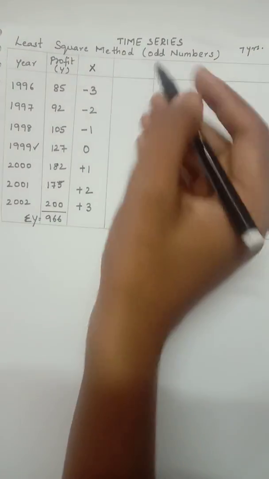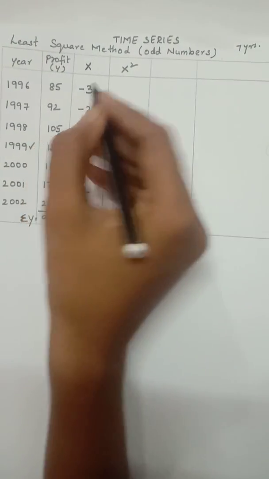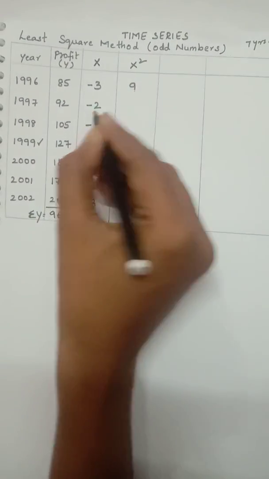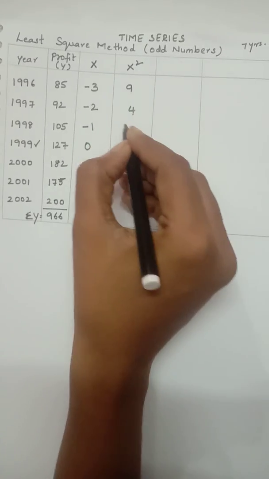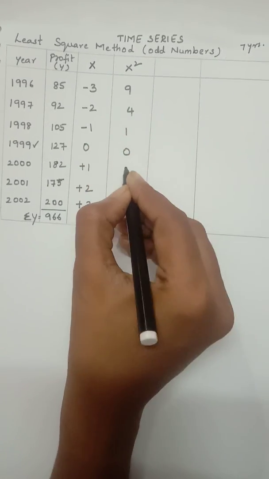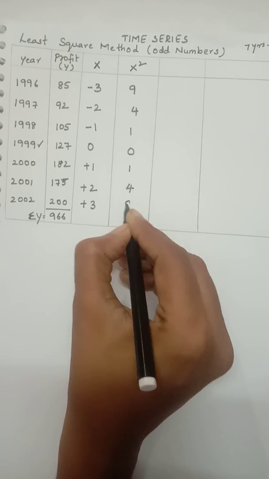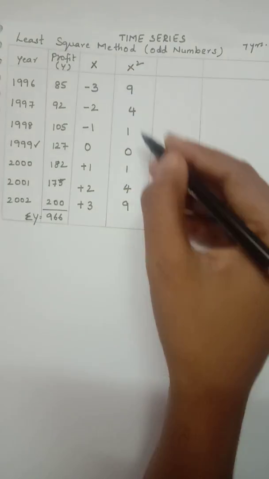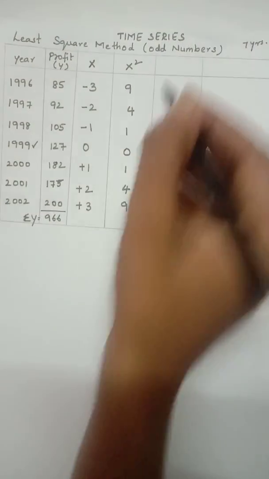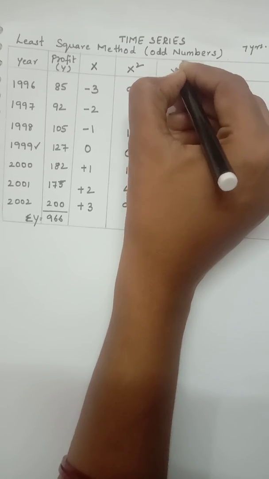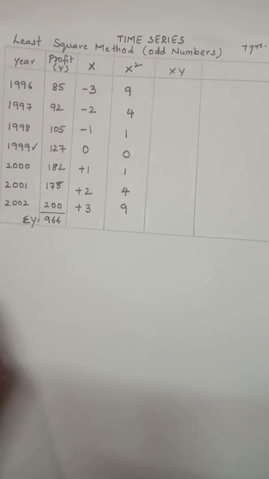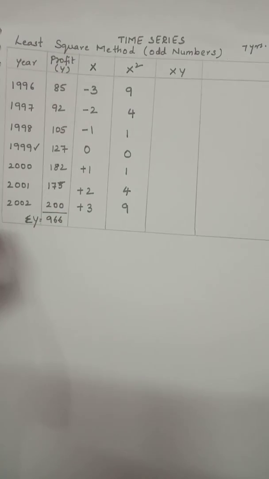The next step is x square. Minus 3 square is 9, then 4, 1, 0, 1, 4, 9. We need to square these values and put them in this column. The next column is xy, where the y variables are these and the x variables are these.